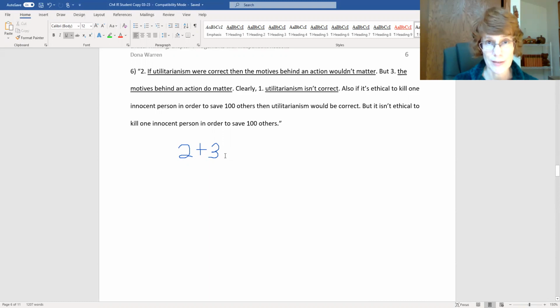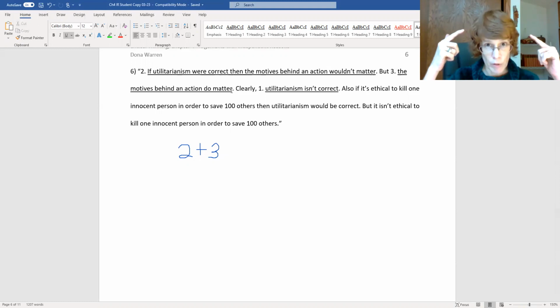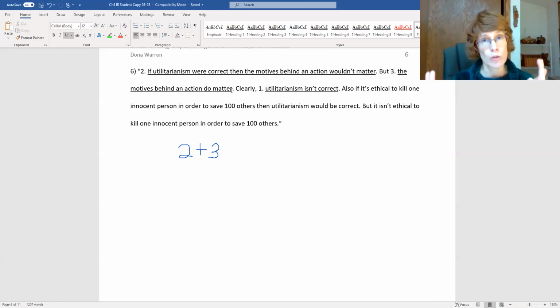Okay, do you see it? Let's see. If utilitarianism were correct, then the motives behind an action wouldn't matter. But the motives behind an action do matter. Does that start to sound like an argument form that we've seen before? At this point, whenever you see an if-then claim added to another claim, go right away into those argument forms we've seen, the two good ones and the two bad ones, and use those. So let's think about what argument form this is.